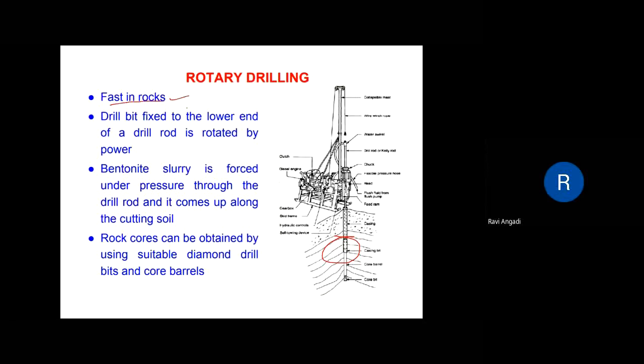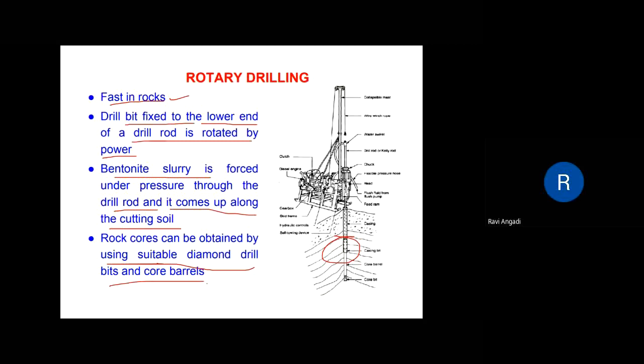This is very useful in rocks. It is fast in rocks, and the drill bit, fixed to the lower end of the drill rod, is rotated by power. Sometimes a bentonite slurry is also used, which is forced under pressure through the drill rod, and it comes up along with the cutting soil. Rock cores can be obtained by using suitable diamond drill bits, which are used to cut the rocks.